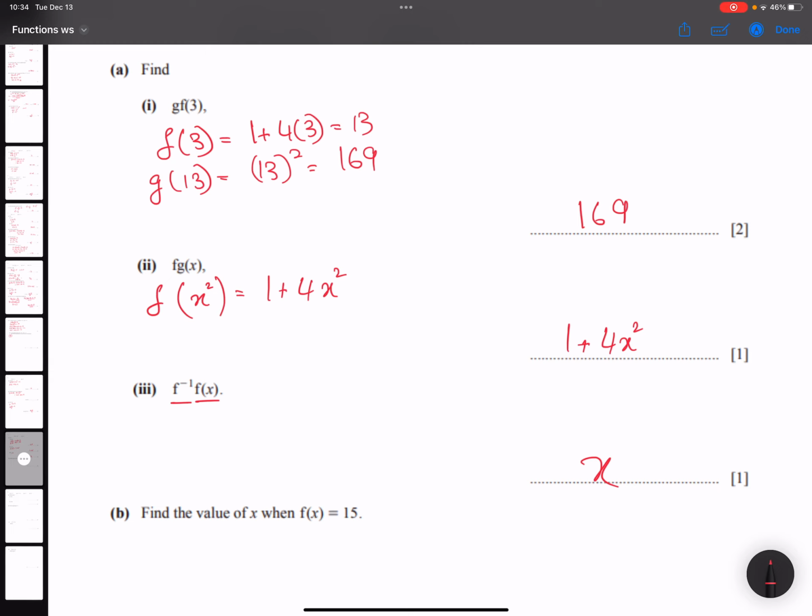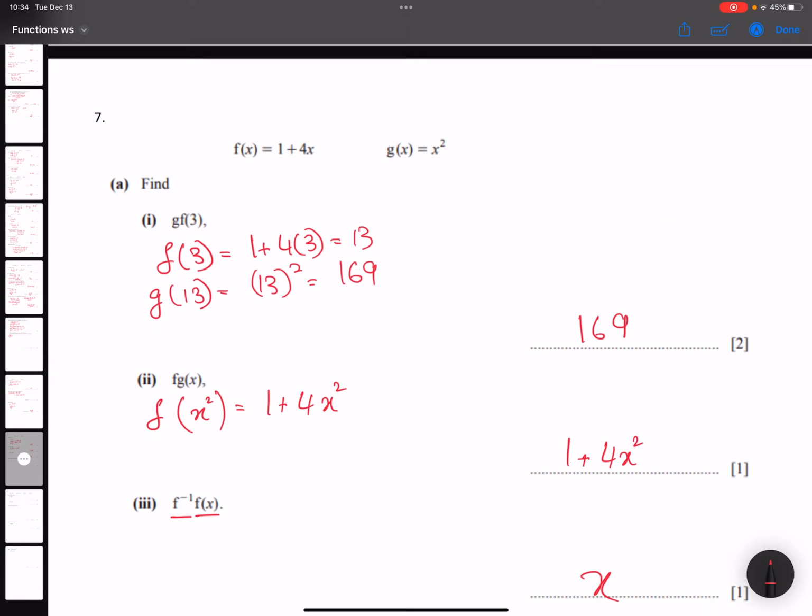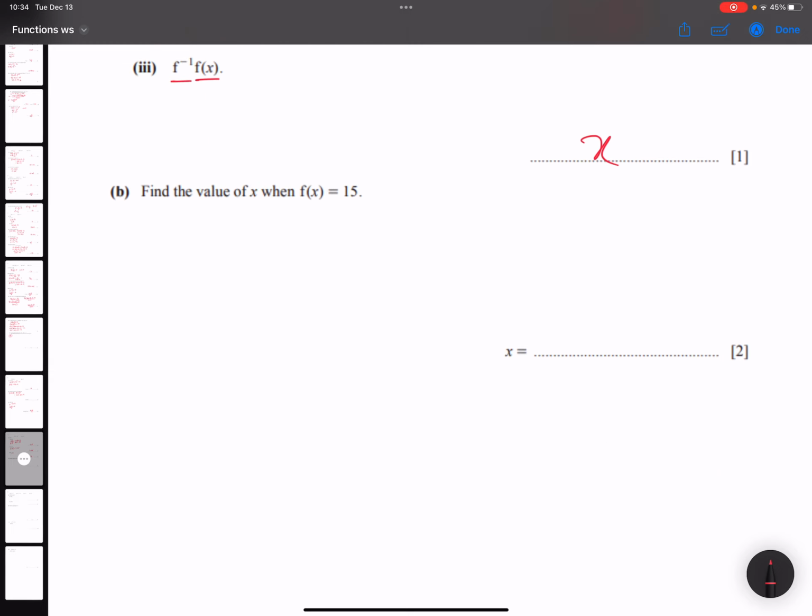Find the value of x when f of x is 15. 1 plus 4x equals 15. 4x equals 14. x is equal to 7 over 2.